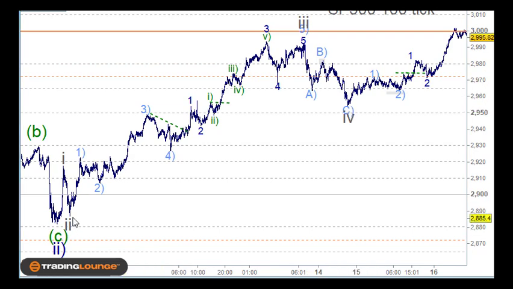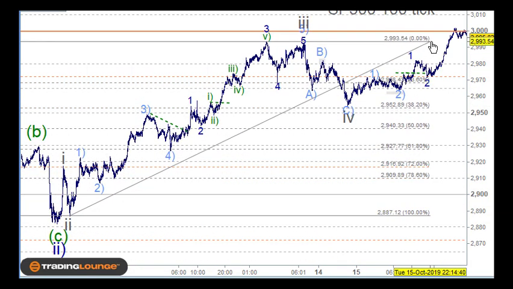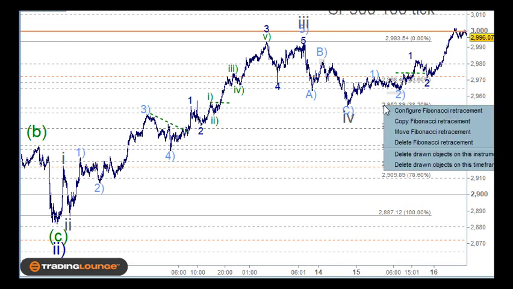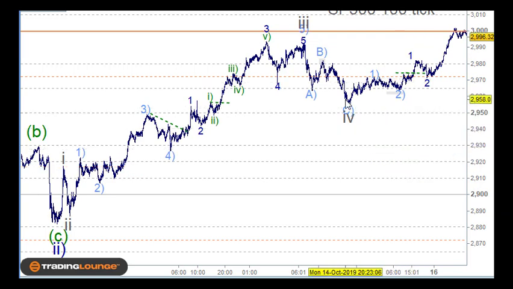And that suits quite nicely here too, because if I take it from this low here, roughly in there, missed it a little bit, it comes in close enough to this 38.2. So it's a really good case for this being the fourth wave here.